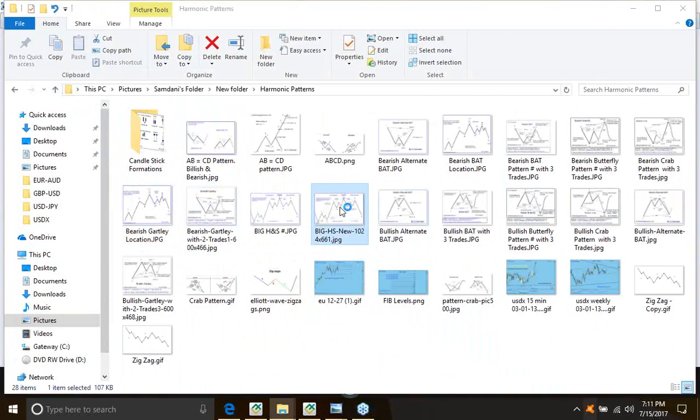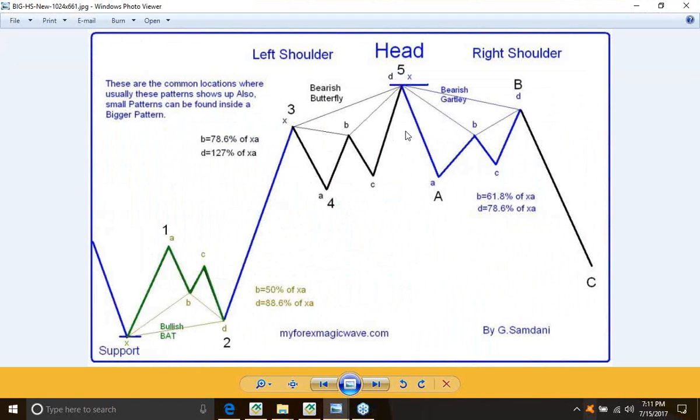Let me... Okay. I don't know. See, this is how it is. This is Elliott wave, head and shoulder, harmonic patterns. Where they are, I'll do it next time.